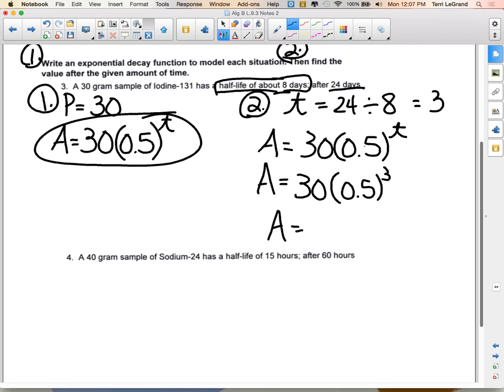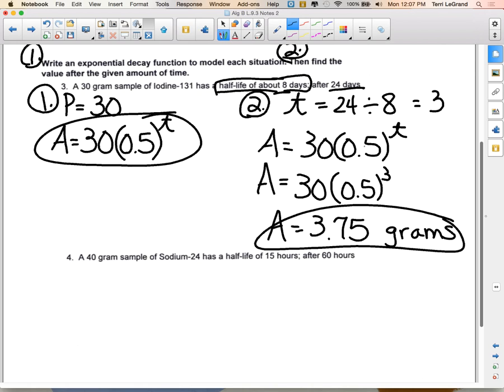1.5? No. A equals 15? No. Calculate it for me. What does it come out to? 3.75. And these are what? Not dollars. Grams. How much of the substance is left? 3.75 grams of this substance.